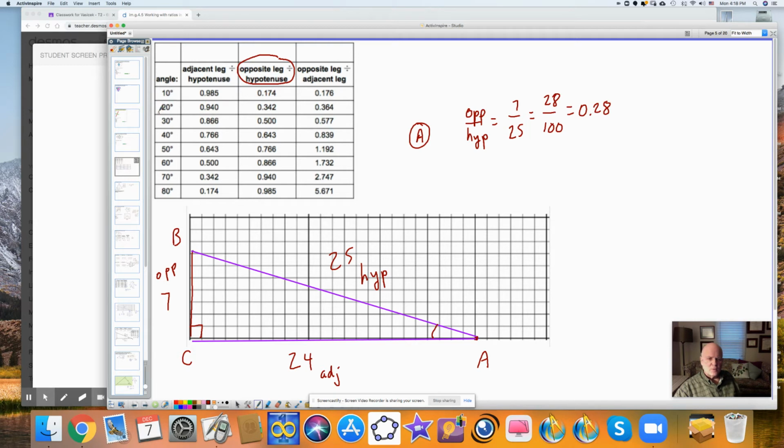Well, it's going to be somewhere between 10 and 20. So maybe 15, I don't know, somewhere around 15, because this number is going to be somewhere between this.